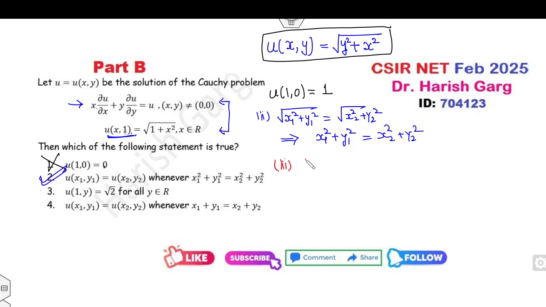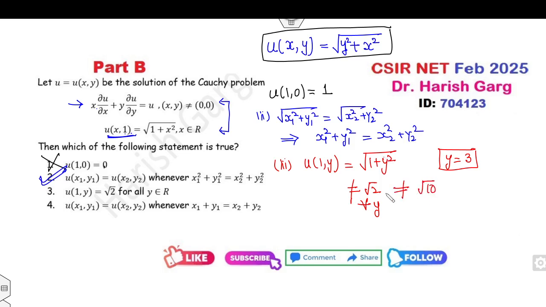Third option: u of 1 comma y, which is equal to the square root of 1 plus y square. Will this be √2 for all y? No. If you simply take y equal to 3, then this answer will be √10, which is not equal to √2. Third option is cancelled. Moreover, it is part B, so you have got the right answer B.